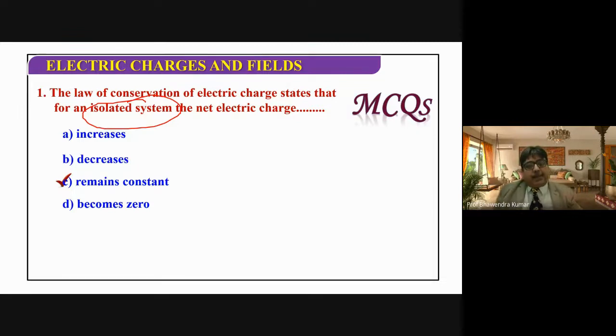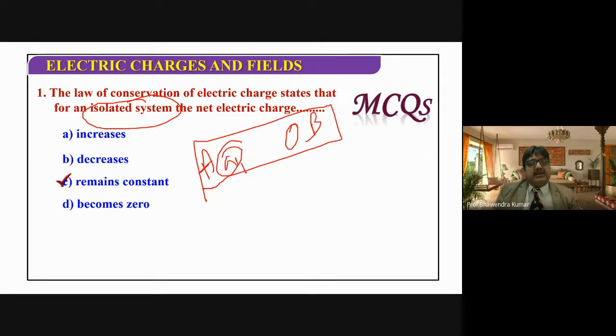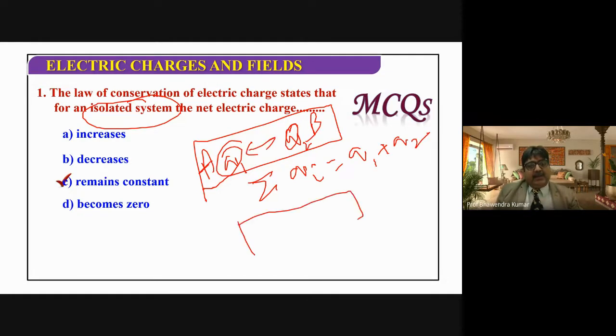Okay. And primarily, if I have an isolated system and there are two particles, A and B, A is holding a charge Q1, B is holding a charge Q2. So what will be the total initial charge? Q1 plus Q2. And if they are allowed to exchange the charges, what will happen?